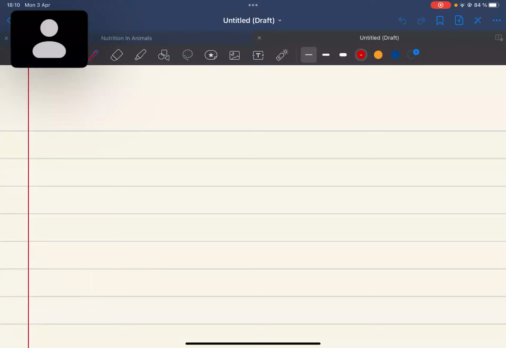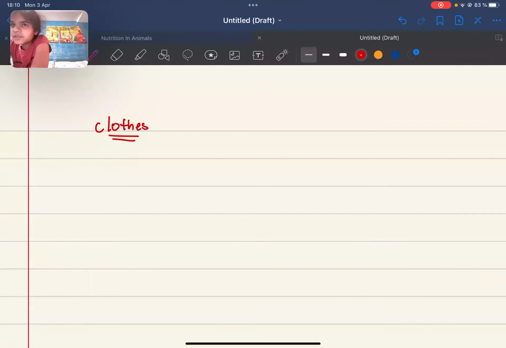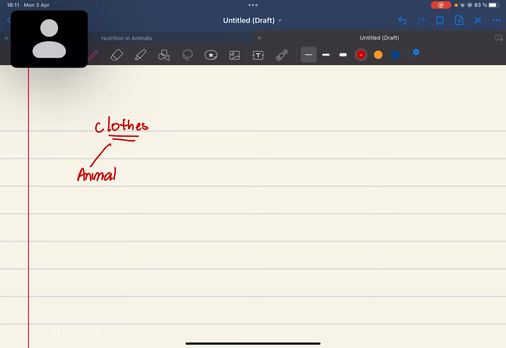Okay, now let's just take the topic clothes. So where do we get this clothes from? Ma'am, sheep. We get it basically from, okay, let's just say animal. We get it only from animal? No, ma'am. Plants. We also get it from plants. Very good. So these are the materials from which we get our clothes.